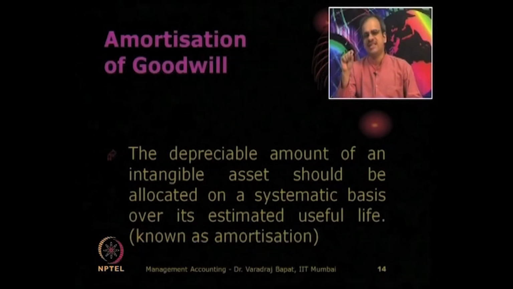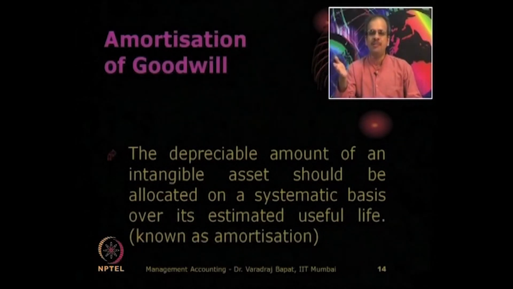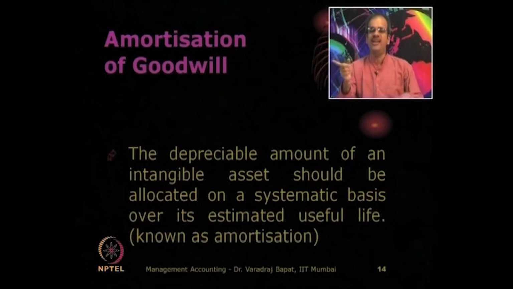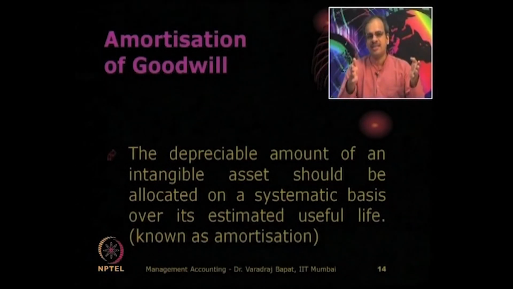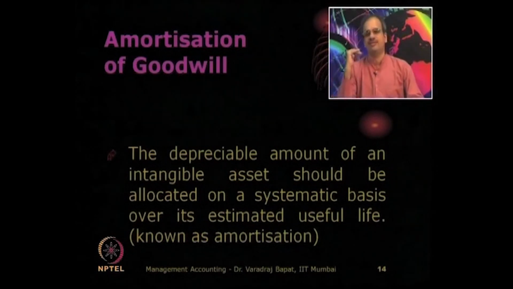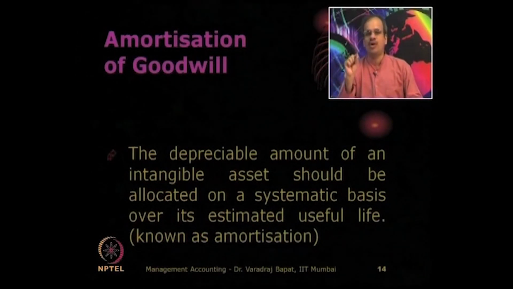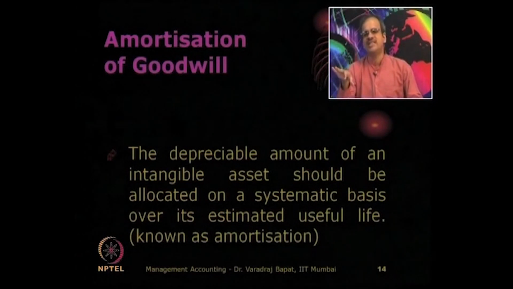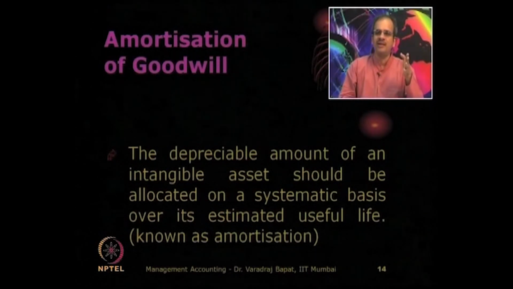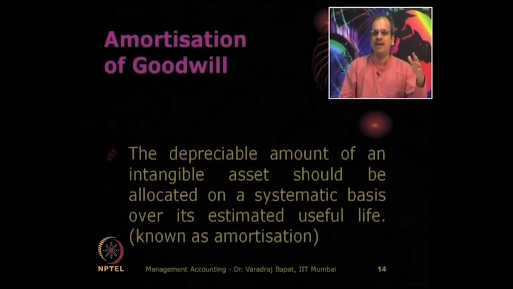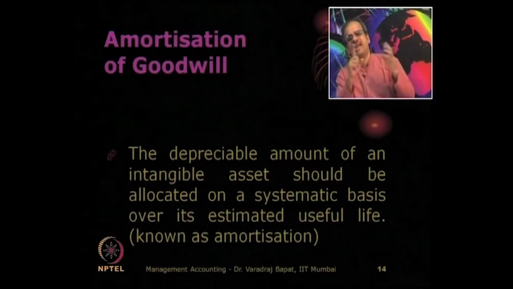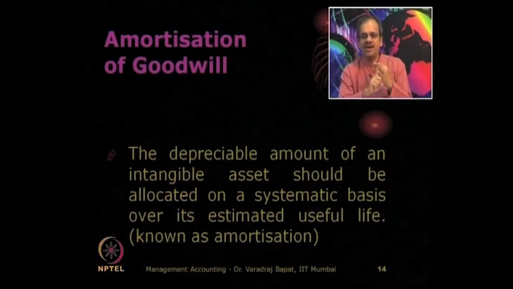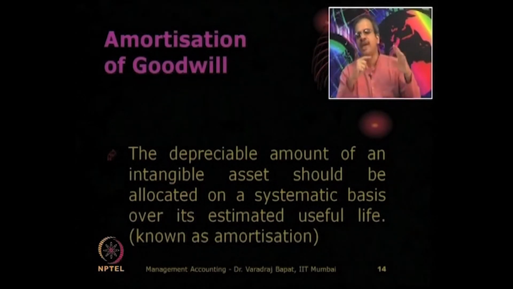So, what the accounting standard says is that the depreciable amount of an intangible asset should be allocated on a systematic basis over its useful life. This is known as amortization. In simple words, you can say amortization is nothing but depreciation on intangible assets. So, all intangible assets like goodwill, brand name, patents need to be amortized.